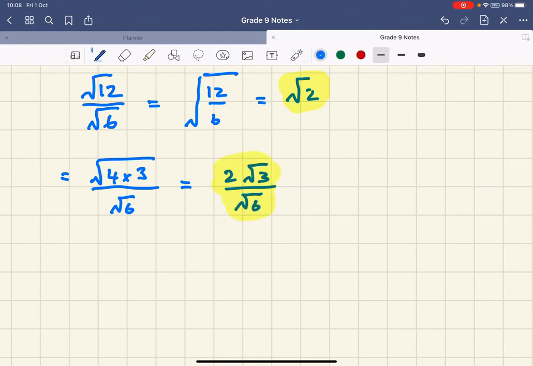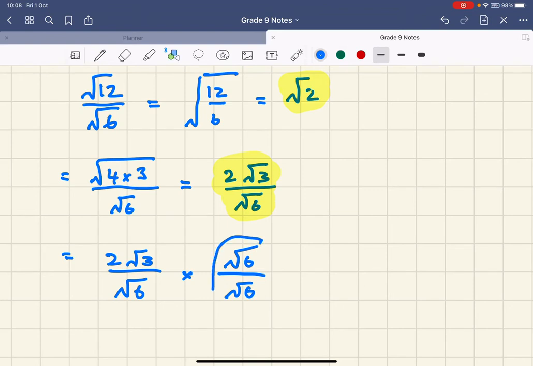So to rationalise something like that, what I'm going to do is take my fraction and multiply it by root 6 divided by root 6. Now what I've got inside this is the number 1. So it's not going to change anything or the way it looks.